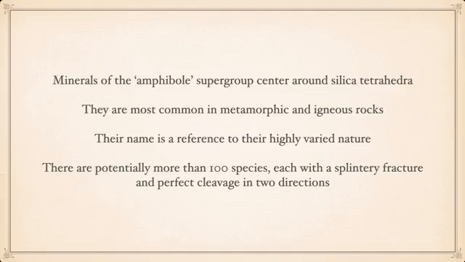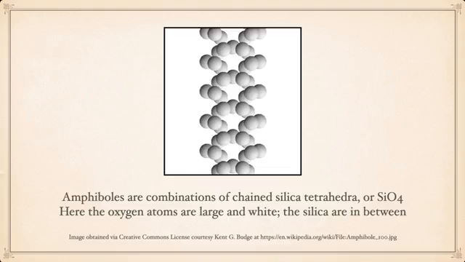Now, there's potentially more than 100 species. That's something that's up for debate. And each one of them has a splintery fracture and perfect cleavage, or basically the way that the mineral breaks, in two directions. So here is a paired version of these tetrahedra that are chained together.